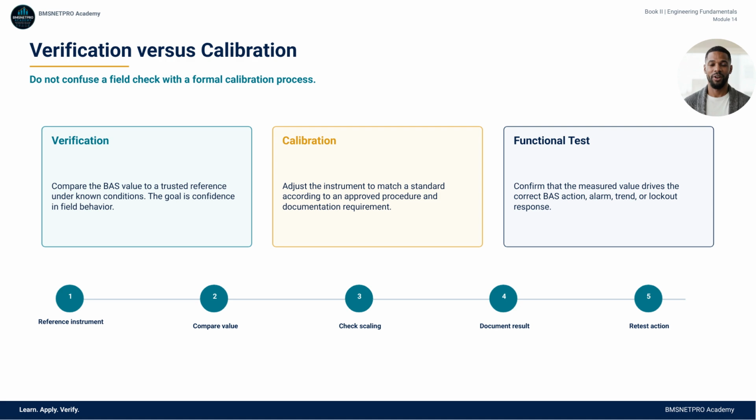Verification and calibration are often used as if they mean the same thing, but they are different. Verification is a field confidence check. We compare the BAS value to a trusted reference and ask whether the result is close enough for the decision. Calibration is a formal adjustment to a standard, usually with a defined procedure and record. Functional testing goes one step further. It confirms that the measured value produces the correct alarm, trend, lockout, or control action. A BAS professional should know which activity is needed before calling the measurement good.